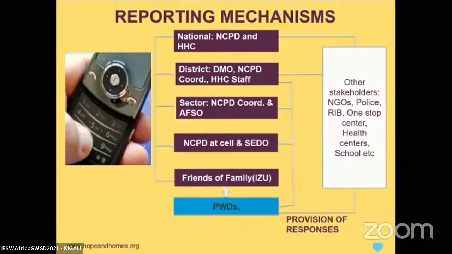So the national NCPD, the National Council for Persons with Disabilities, and Hope and Homes for Children have access to that web-based platform. So it's an SMS that goes to the phone, but at the same time, I can access it from my computer, which means that the NCPD can see a big number of SMS requesting for support or describing even some positive messages, not just negative, okay? District DMO. DMO is the district mainstreaming officer.